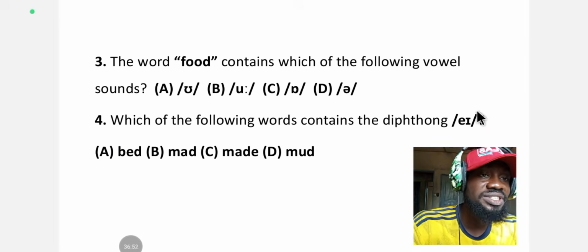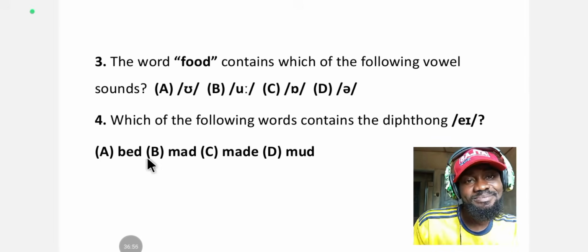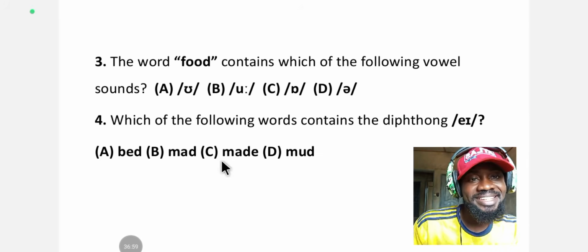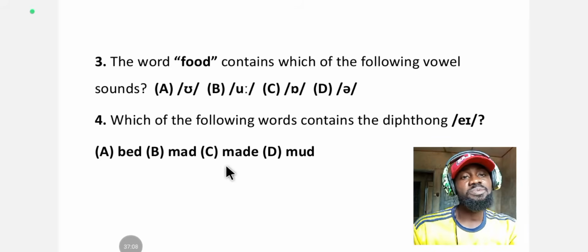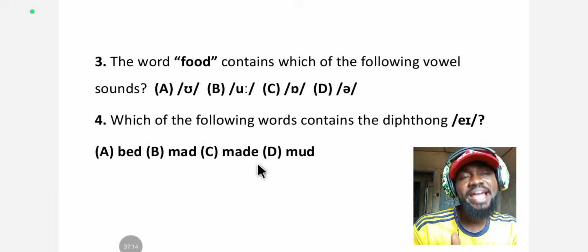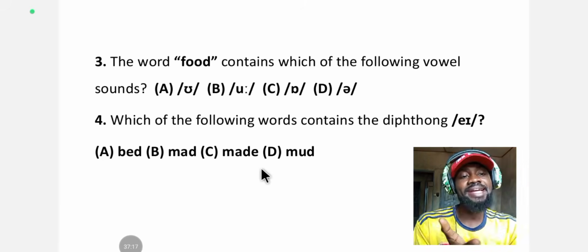This diphthong symbol here. A, bed. B, mad. C, made. D, mud. What's your answer? The correct option is option C. Made. He was made for me. The Lord had made the earth.